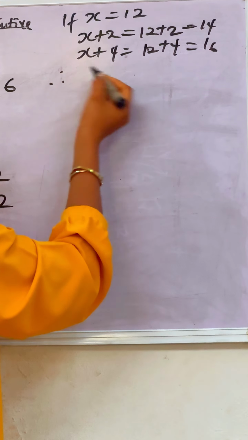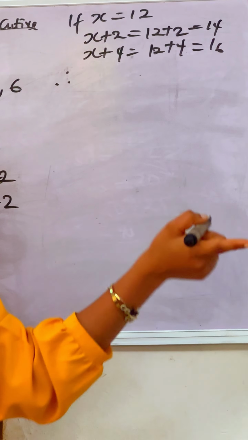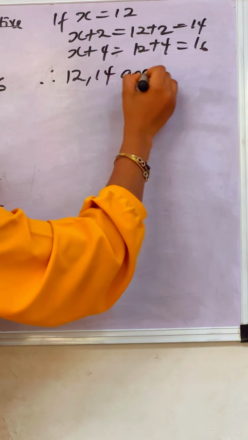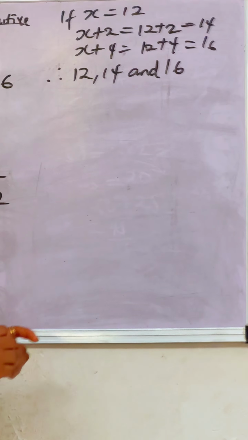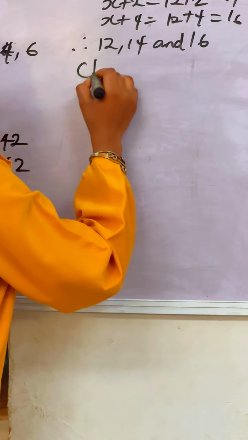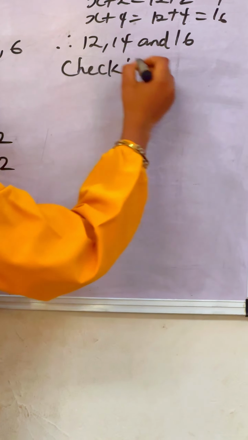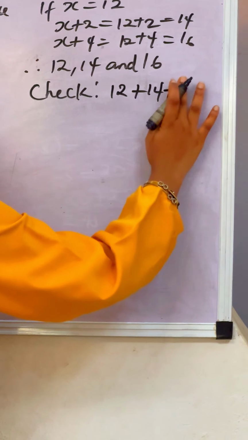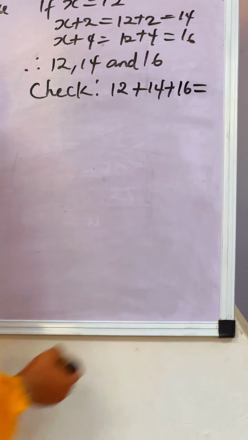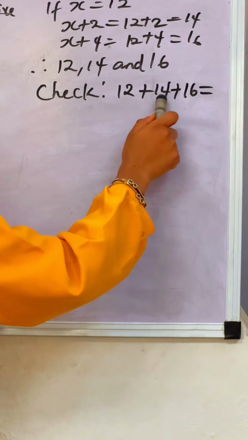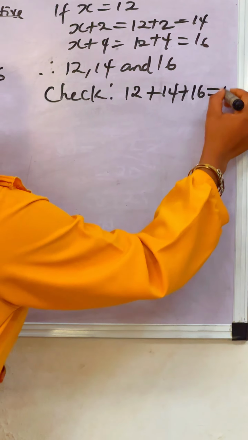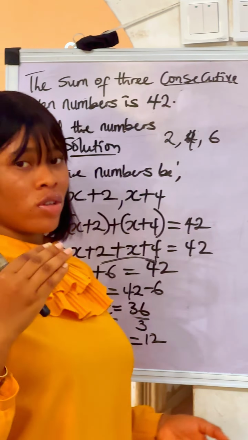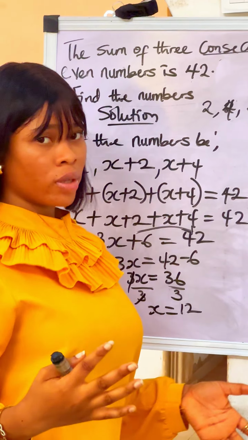So we can say that therefore the 3 consecutive even numbers are 12, 14, and 16. Now check, we have 12 plus 14 plus 16. And what do we have? 12 plus 14 plus 16 gives us 42. See that these 3 numbers are the 3 consecutive even numbers.